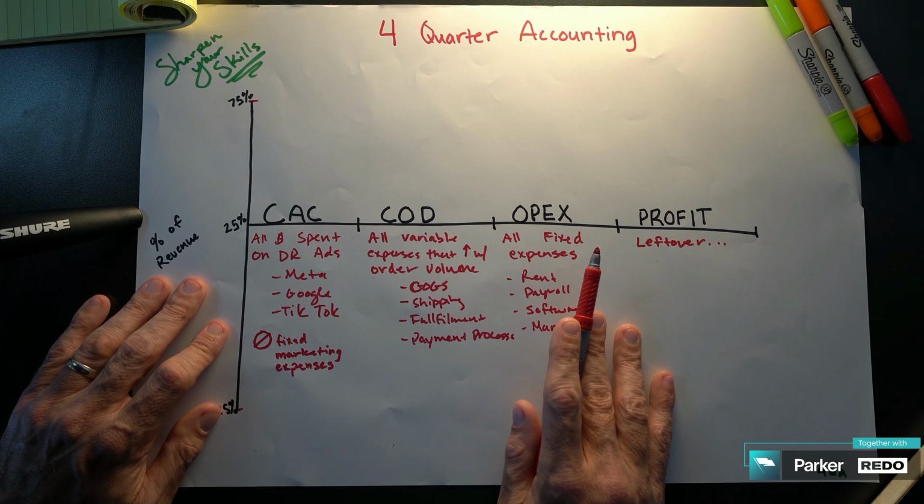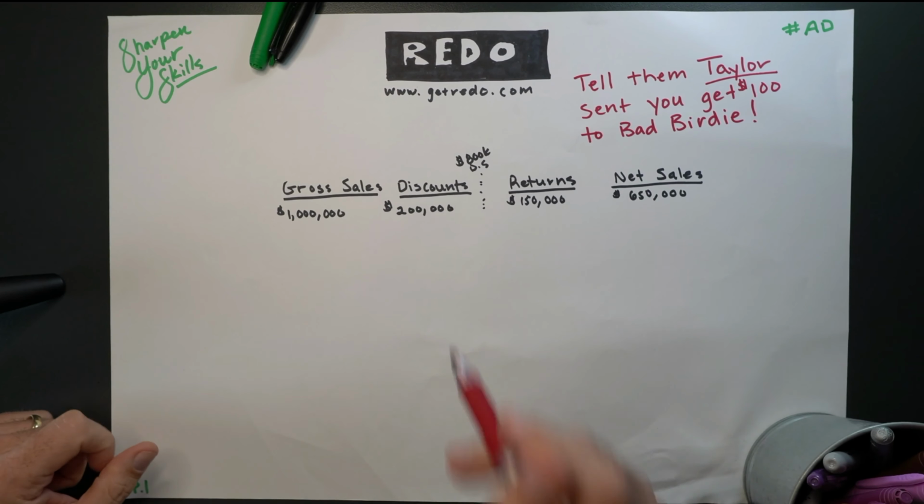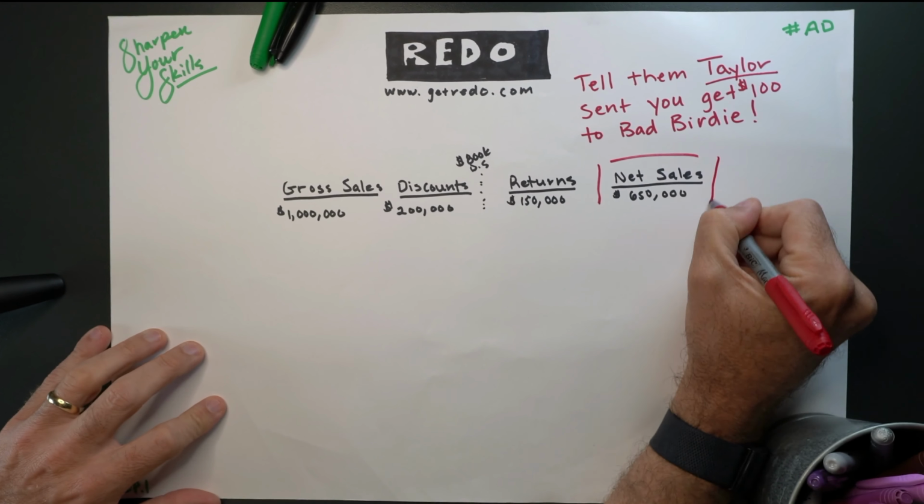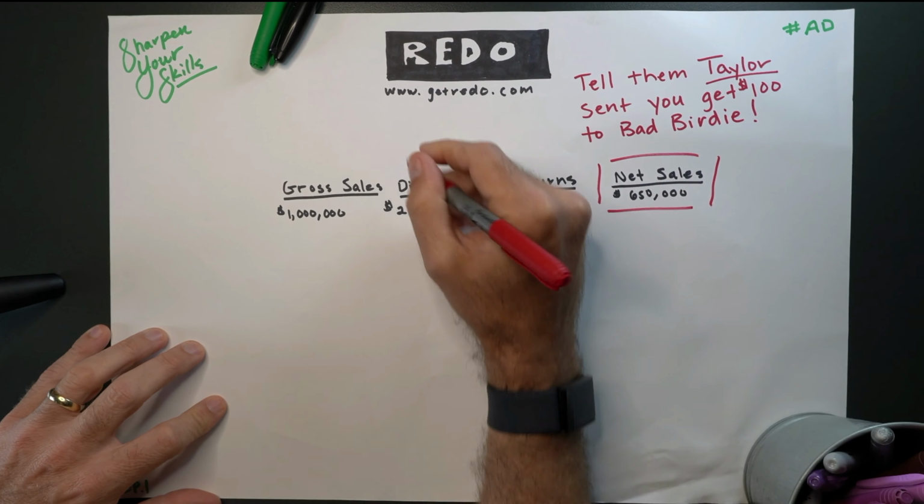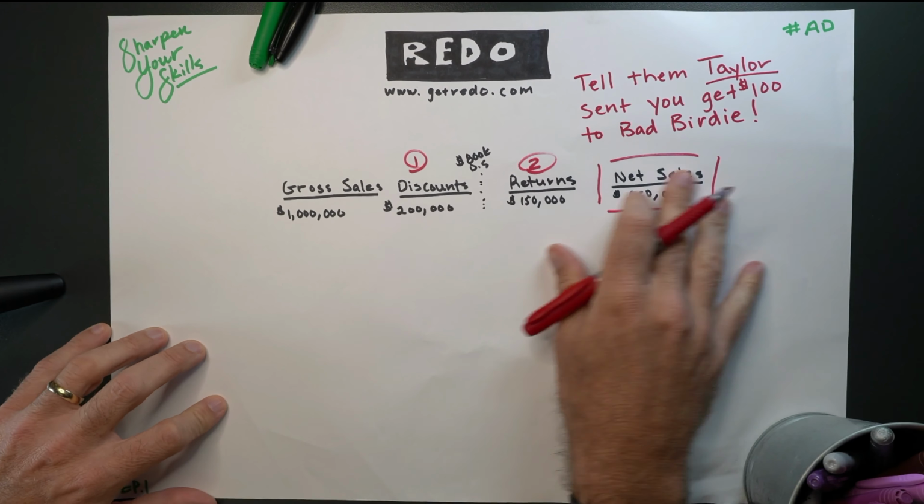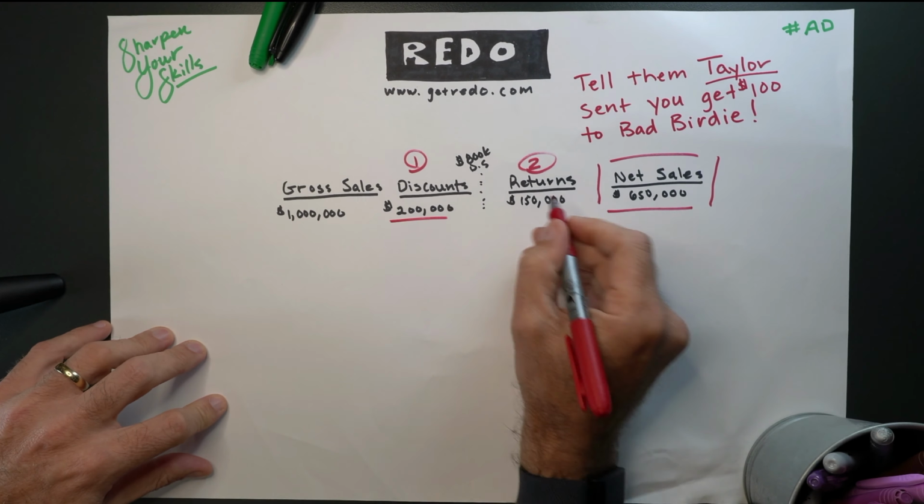All right, I'm interrupting this episode of 4-quarter accounting to bring you another way to save money in Q4. In reality, when I do 4-quarter accounting, we're starting all the way down here at net sales. But the reality is that there are 2 silent killers of profitability that exist before we even get to your CAC, OPEX, or cost of delivery. And it has to do with your discount rate and return rate.